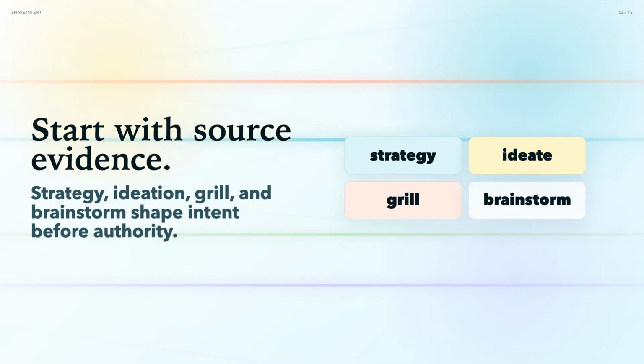The first part of the manual process is not implementation, it is intent shaping. tw-strategy, tw-ideate, tw-grill, and tw-brainstorm help turn rough direction into source evidence the project can reason about.